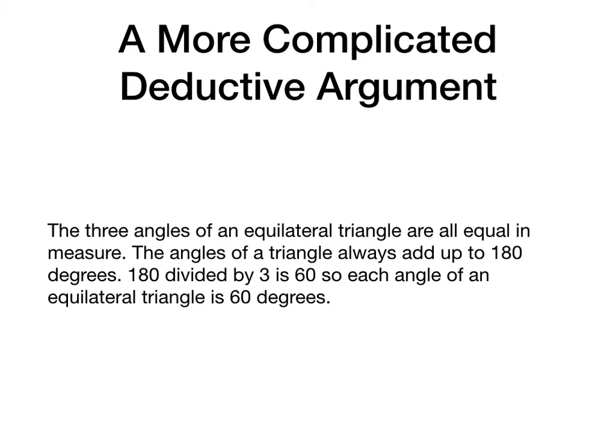A more complicated deductive argument, right? I don't think they ever went over anything this simple when I did geometry, but again, these are the kinds of arguments you'll see in geometry and math. Those turn a lot of times on deductive arguments, right? The three angles of an equilateral triangle, one where the sides and the angles are all equal in measure. The angles of a triangle always add up to 180 degrees. 180 divided by 3 is 60. So each angle of an equilateral triangle is 60 degrees, right? If these premises are true, and they in fact are, you can't imagine the conclusion being false.